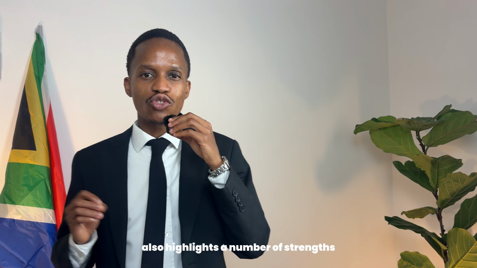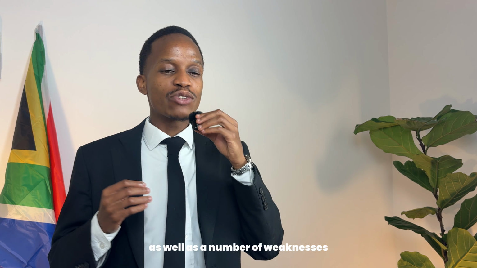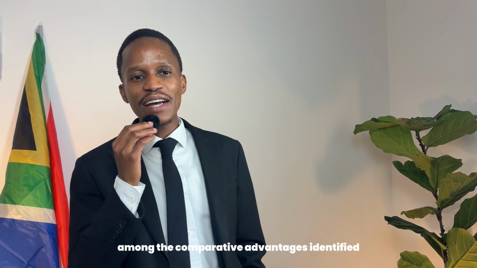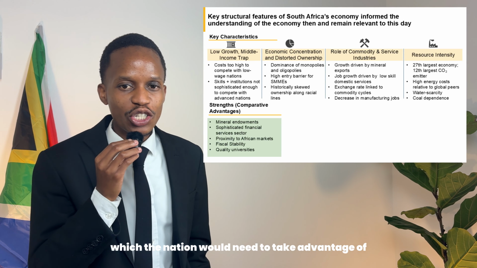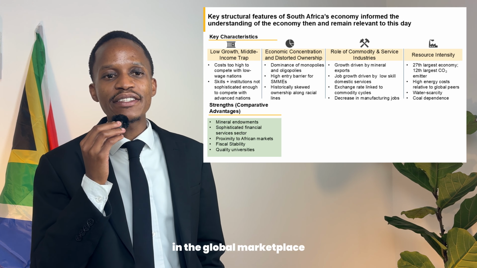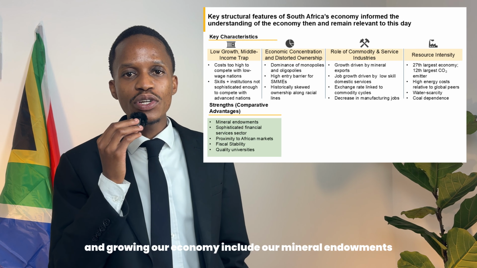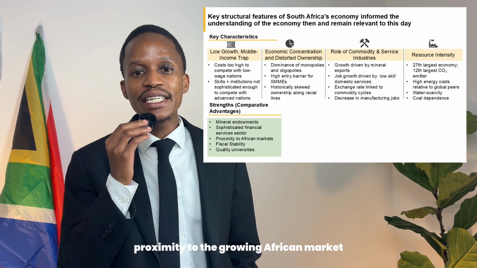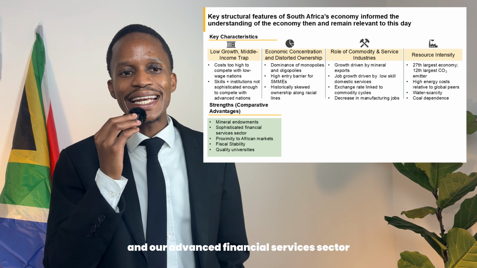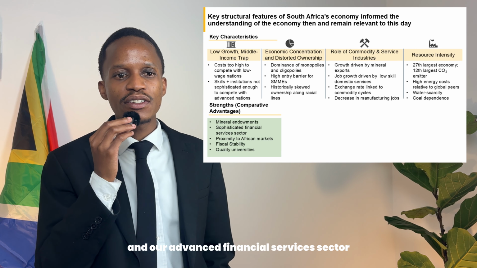Chapter 3 of the National Development Plan also highlights a number of strengths or comparative advantages, as well as a number of weaknesses or structural challenges that characterized South Africa's economy in 2012. Among the comparative advantages identified, which the nation would need to take advantage of if we were to stand any chance of competing in the global marketplace and growing our economy, include our mineral endowments, proximity to the growing African market, high-quality tertiary institutions, and our advanced financial services sector.